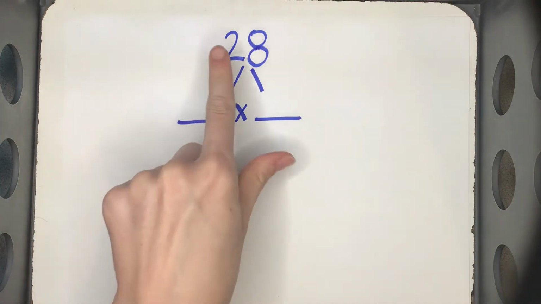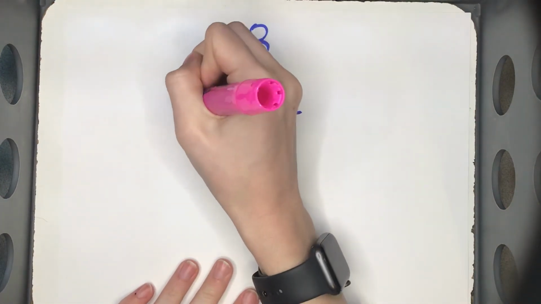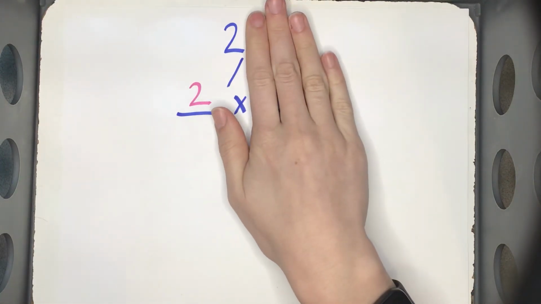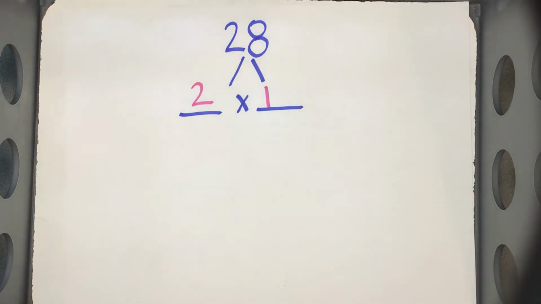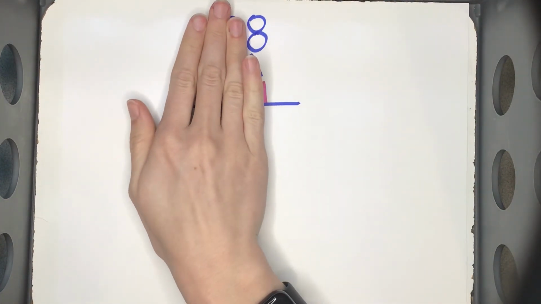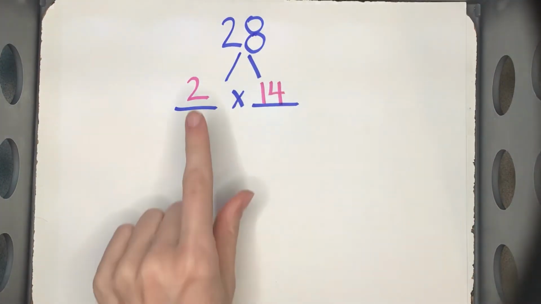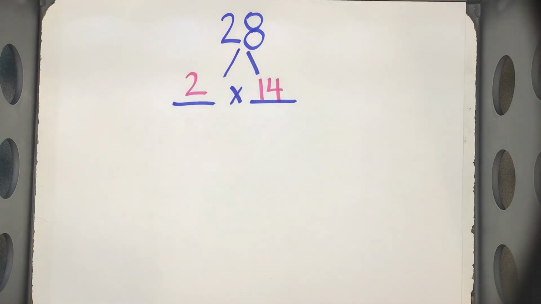I know that both of these numbers are even. So I know I can multiply by 2. Okay? And if you're stuck and you don't know 2 times what gives you 28, think of 2 times what gives you 2. 1. So I'm going to write that right here. And 2 times what can give you 8? 4. That means 2 times 14 can give me 28.